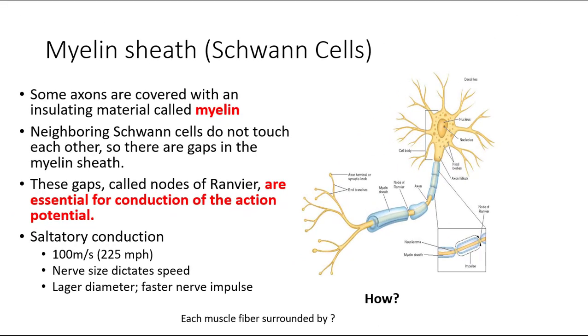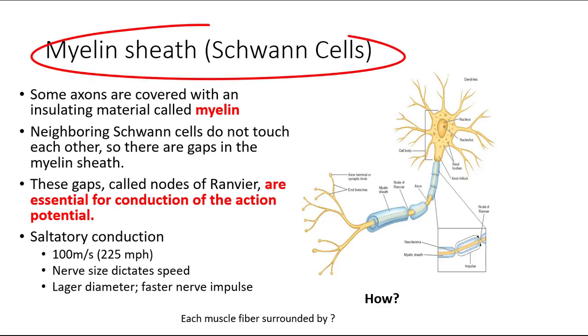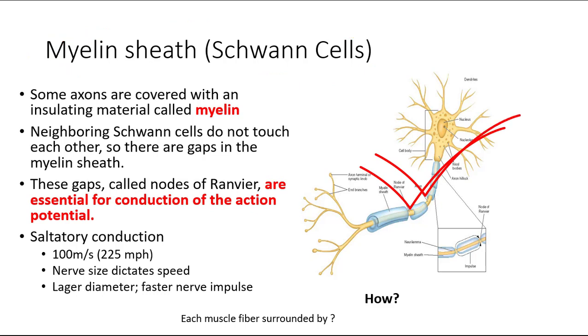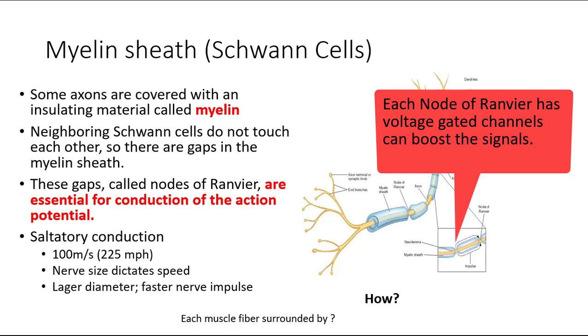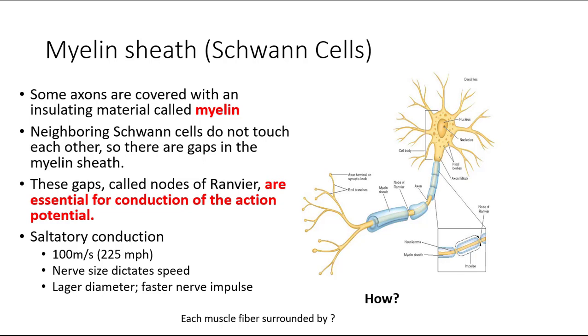Some axons are covered with an insulating material called myelin. Neighboring Schwann cells do not touch each other, so there are gaps in the myelin sheath. These gaps, called nodes of Ranvier, are essential for conduction of the action potential. Each node of Ranvier has voltage-gated channels that can boost the action potential signal. We call this saltatory conduction. The speed is 100 meters per second, or 225 miles per hour.